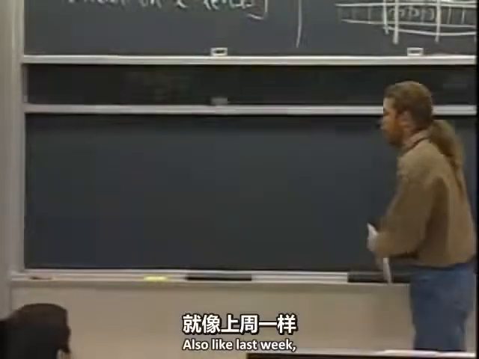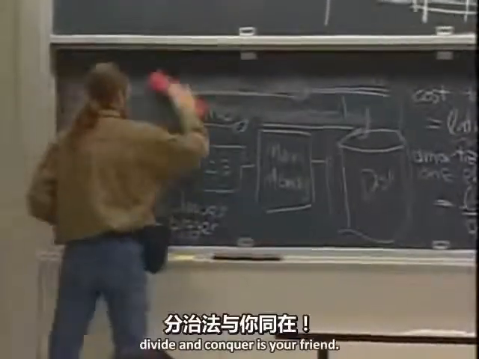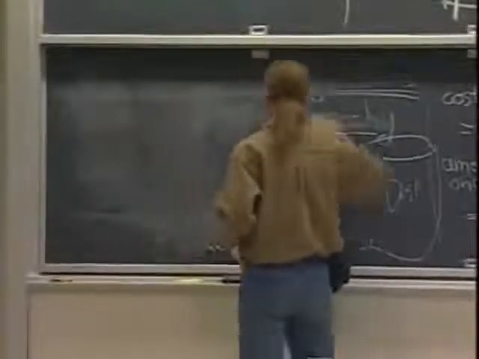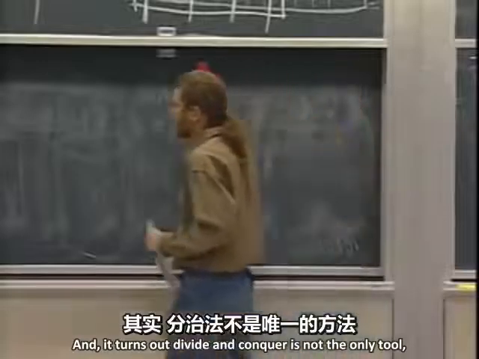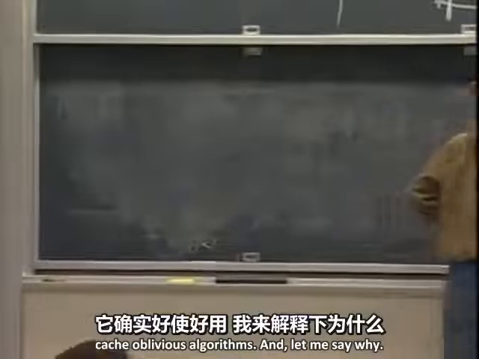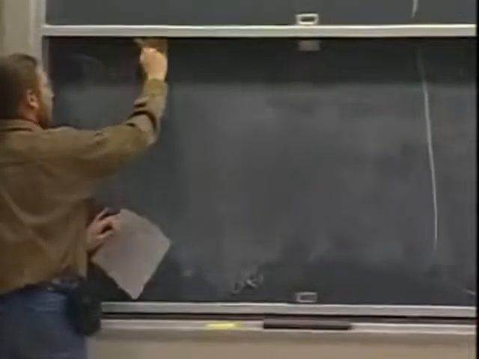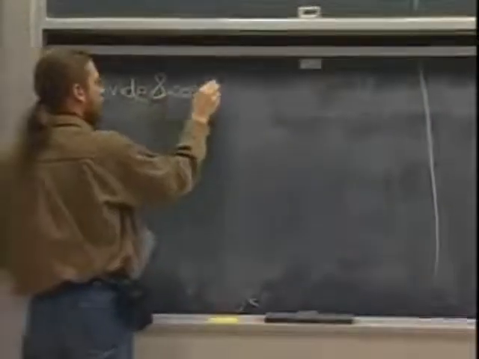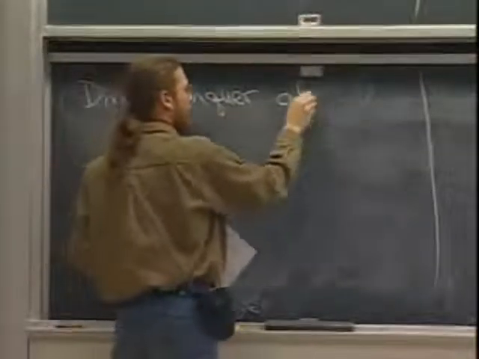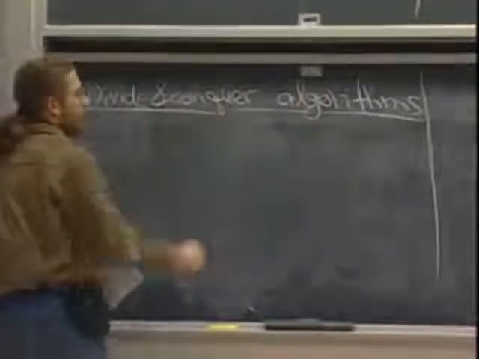Also, like last week, and like the first few weeks of this class, divide and conquer is your friend. And it turns out divide and conquer is not the only tool, but it's a really useful tool in designing cache oblivious algorithms. And let me say why. So we'll see a bunch of divide and conquer based algorithms, cache oblivious.